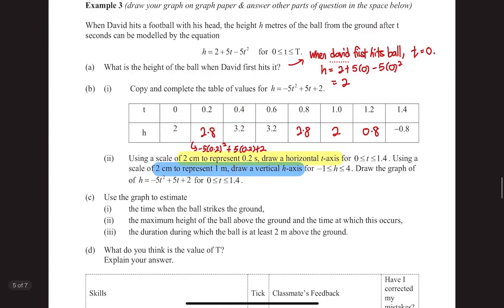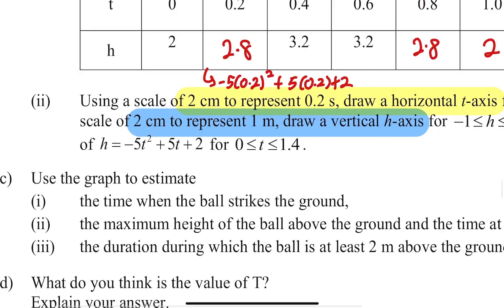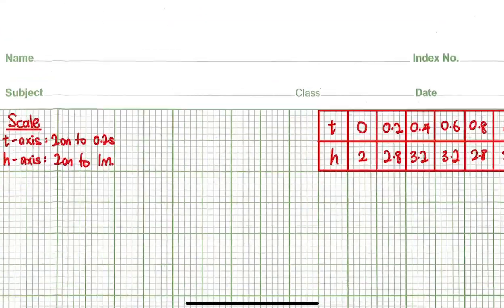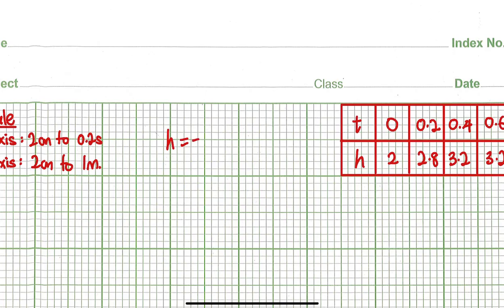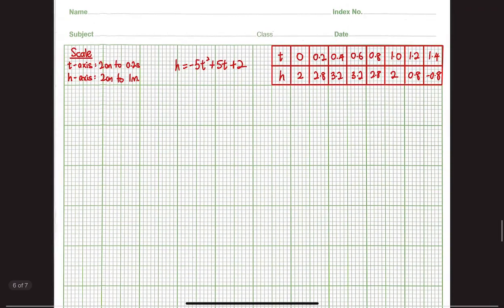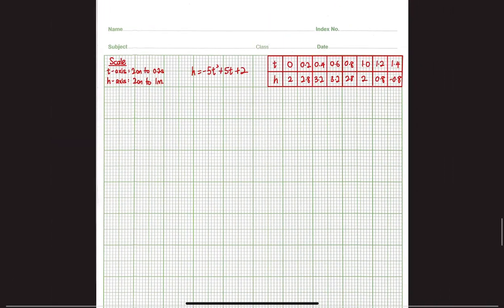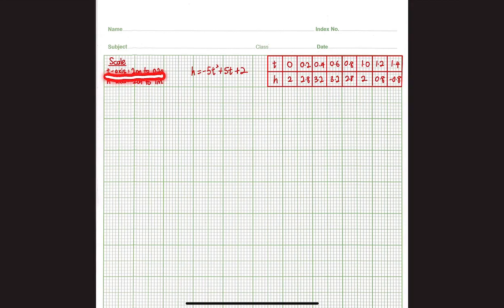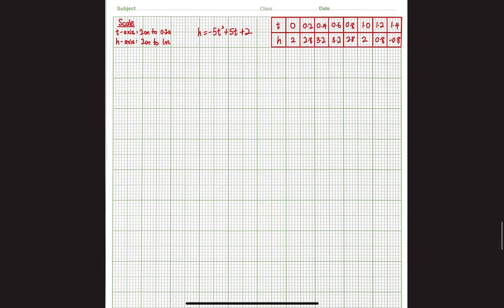So you check, the equation of the graph is h equals negative 5t squared plus 5t plus 2. So I'll write over here h equals negative 5t squared plus 5t plus 2. Okay, so now I can start drawing my axes. Your x-axis is this t-axis over here from 0 to 1.4. We start from 0, so we don't need to have negatives.